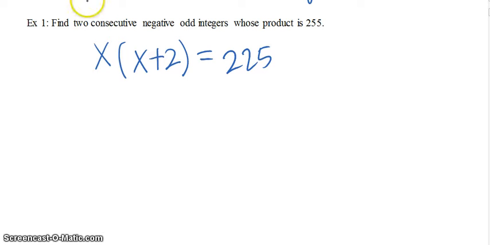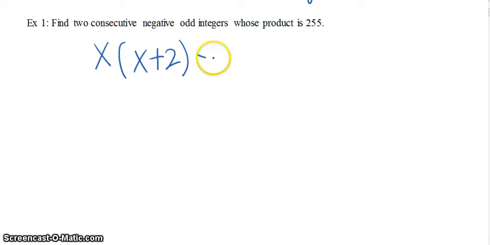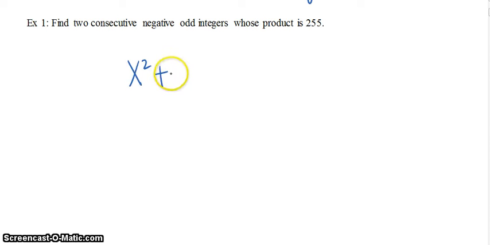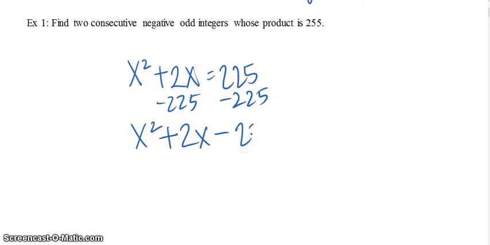So now we're just going to distribute. Pretend it was still there, and so now we're going to have x squared plus 2x equals 255. So you should have that still in your paper, the other part. Now, when we solve, we need it to equal 0 to solve. So we're going to subtract 255 from both sides. We're basically bringing the 255 to one side. So we have x squared plus 2x minus 255 equals 0. And now we can solve.